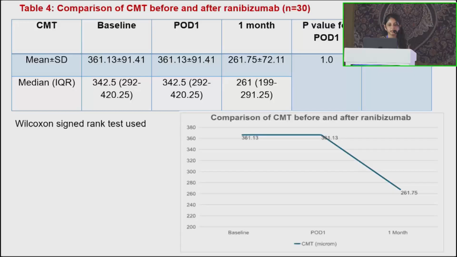The central macular thickness was also measured. At baseline it was 361, and on post-op day 1 it was almost the same, 361. At 1 month it was 261, and it was statistically significant after 1 month.